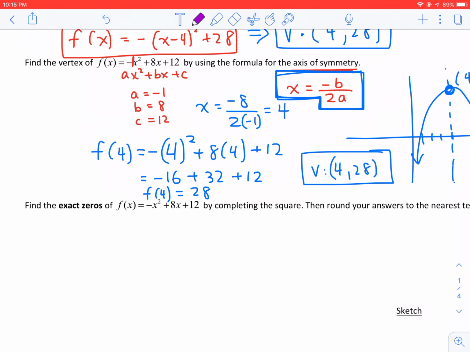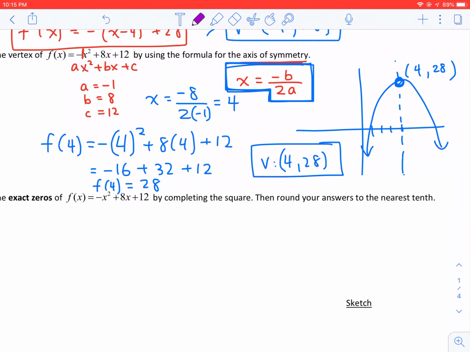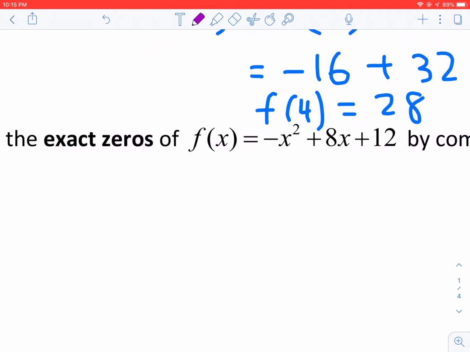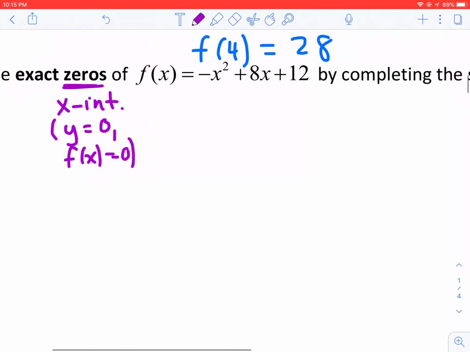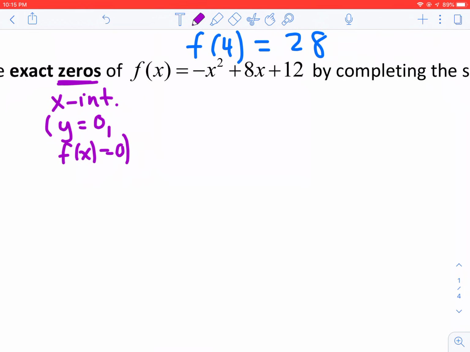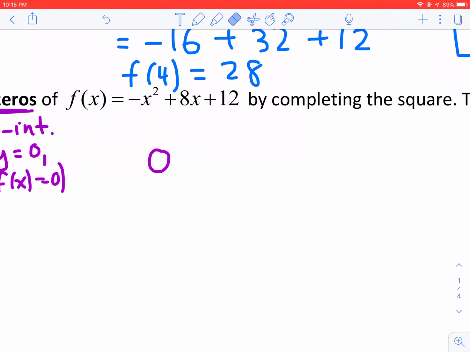And lastly, let's find the exact zeros by completing the square. Then let's round our answers to the nearest tenth. All right, again, another word for zeros are x-intercepts or roots. And whenever we're looking for x-intercepts or roots, we make our y value equal to 0. In other words, we make f of x equal 0. So, to get the zeros, I make f of x equal to 0. So 0 equals negative x squared plus 8x plus 12.